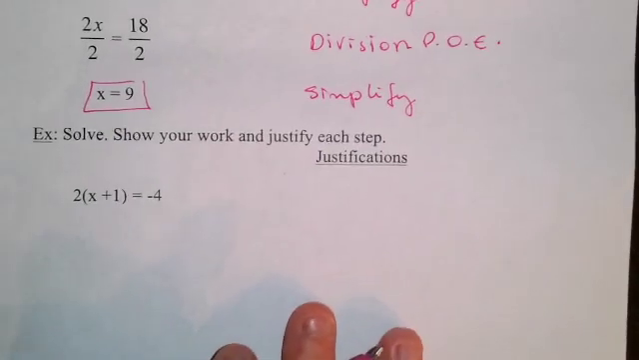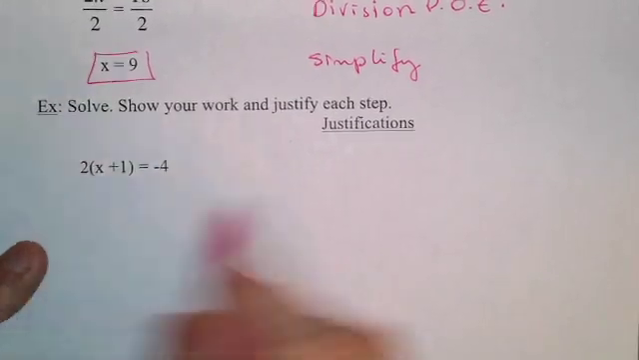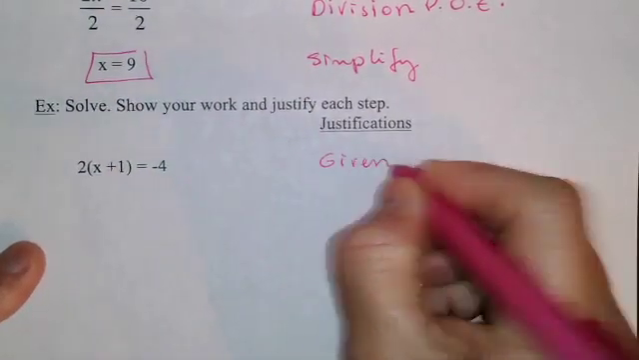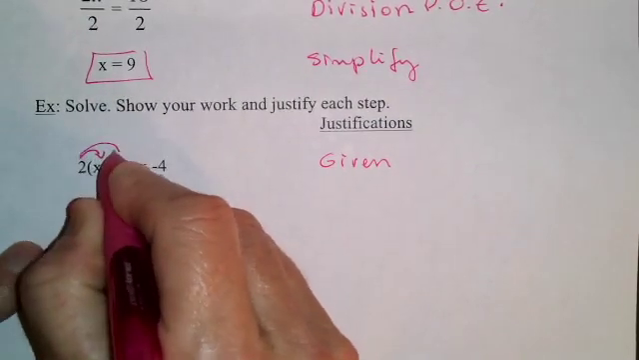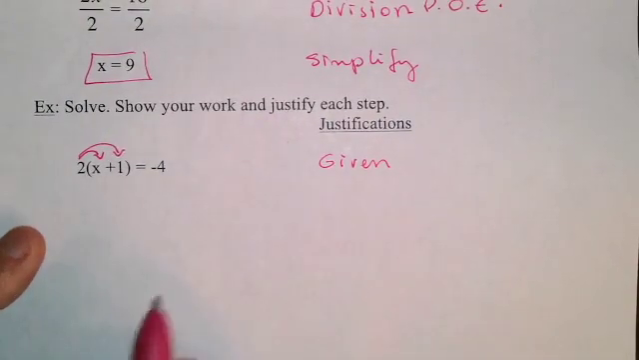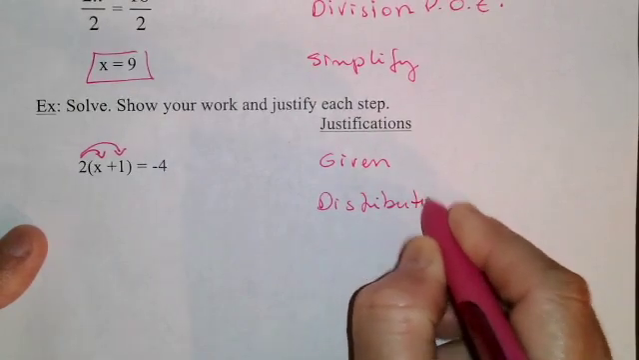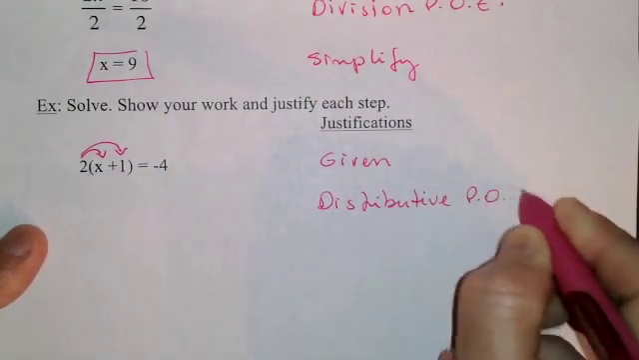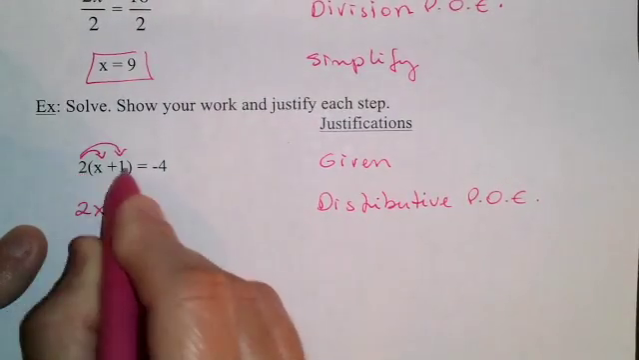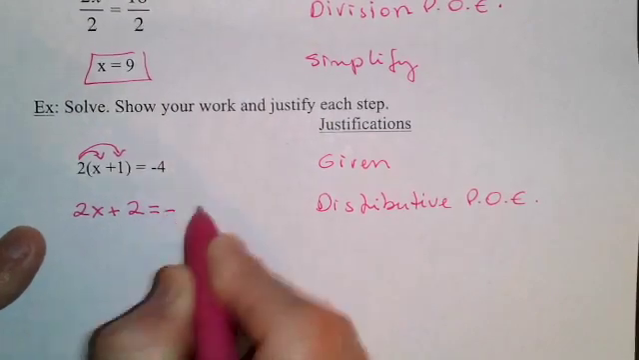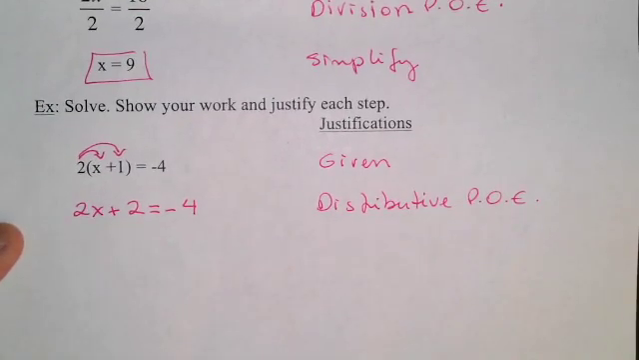I would like for you to try this one on your own. I'm just going to get you started. Again, we always start with a given. Then what we're going to have to do first is use the distributive property of equality. So we're going to end up with 2x plus 2 times 1, which is 2, equals negative 4. I'll let you finish this up, and we'll take a look in class.